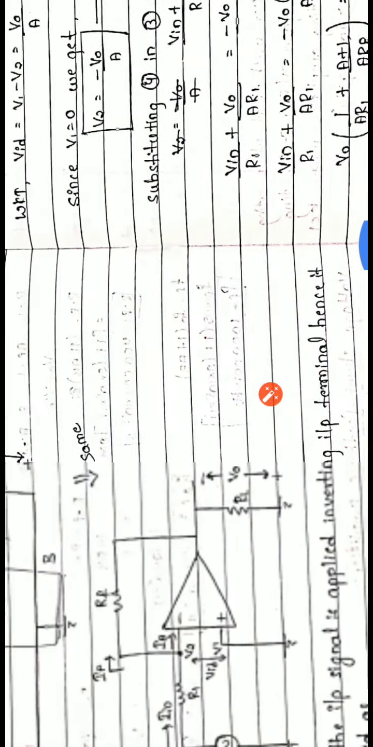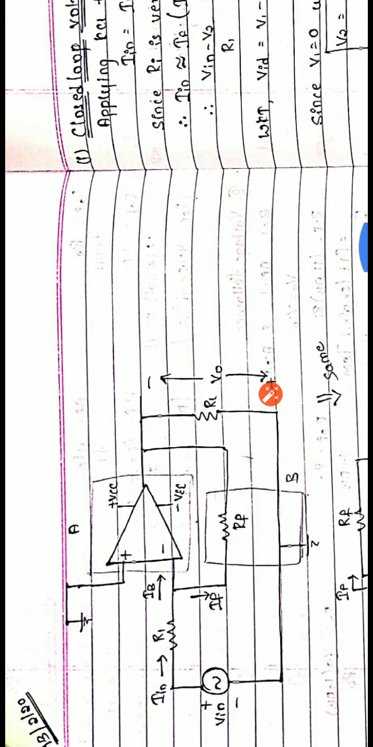First we'll start with the equivalent circuit of an inverting amplifier. I call it an inverting amplifier because it is an amplifier which produces a 180-degree phase shift between the input and output signal. This is a basic operational amplifier where Vin is connected to the inverting terminal of the op-amp and the non-inverting terminal is connected to ground.